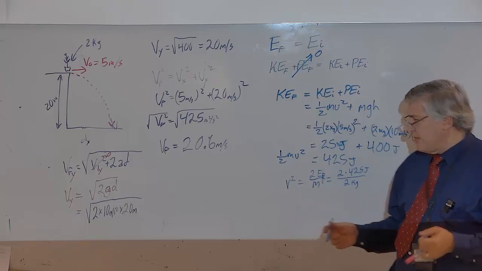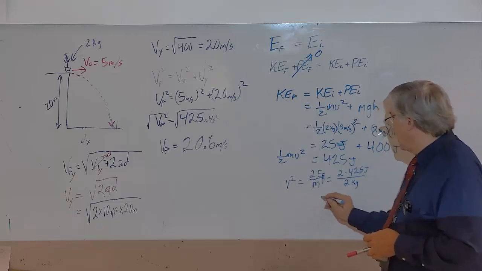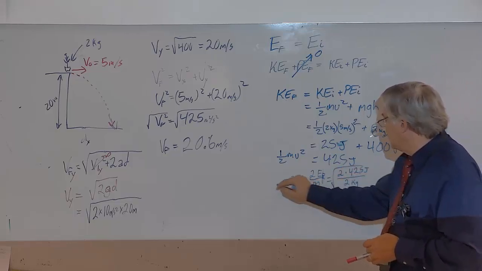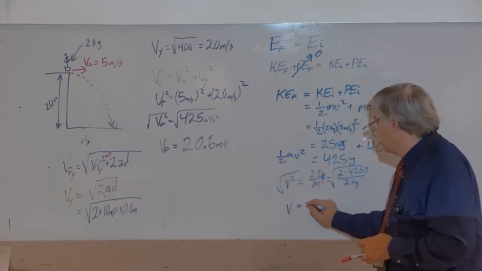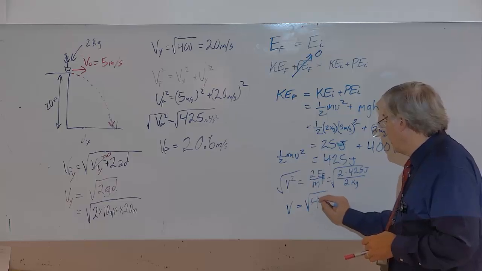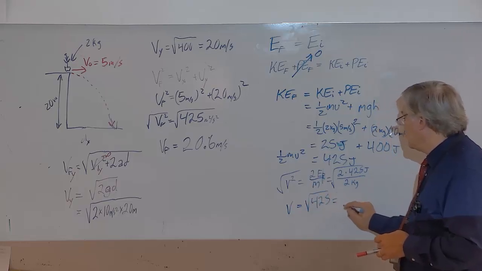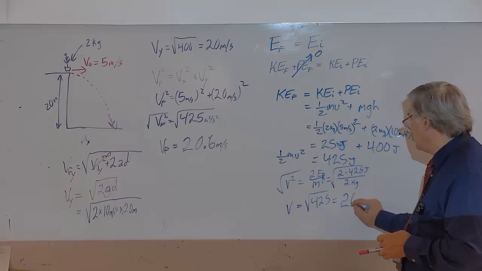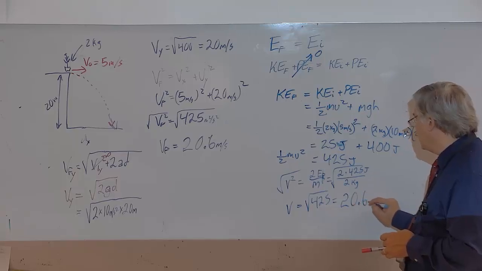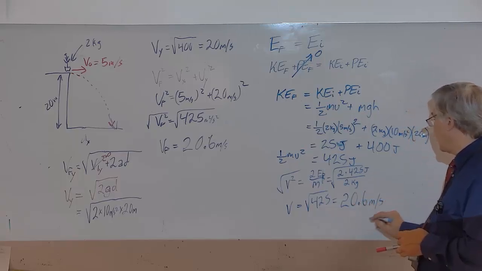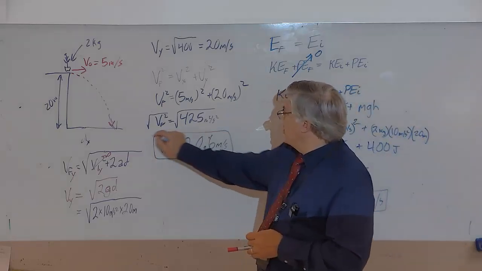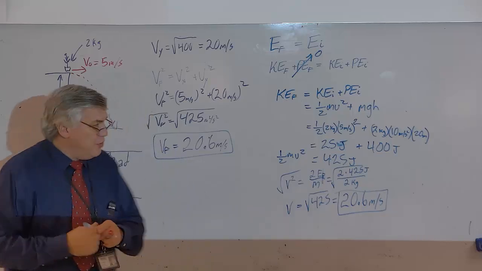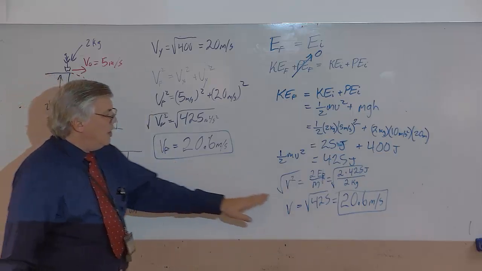It doesn't always happen that way. So if I take the square root of both sides, I end up with velocity is equal to the square root of 425, which, surprisingly enough, or maybe not surprisingly, is 20.6 meters per second. So these two numbers, these two velocities, are the same.